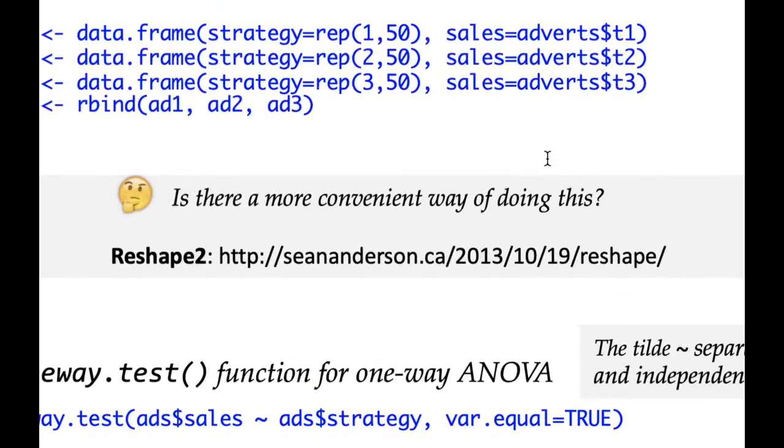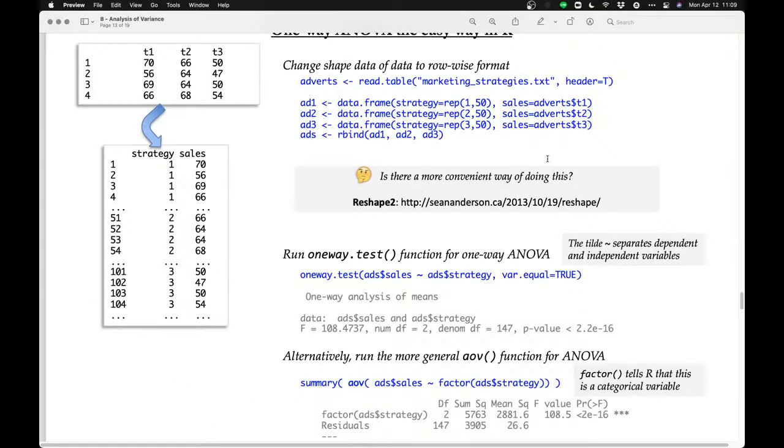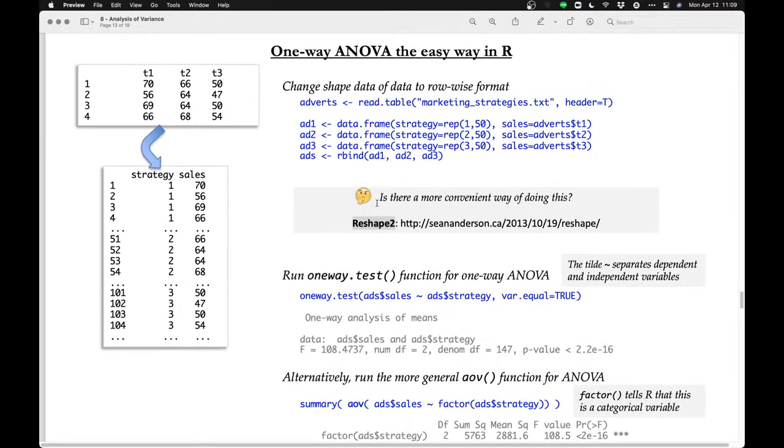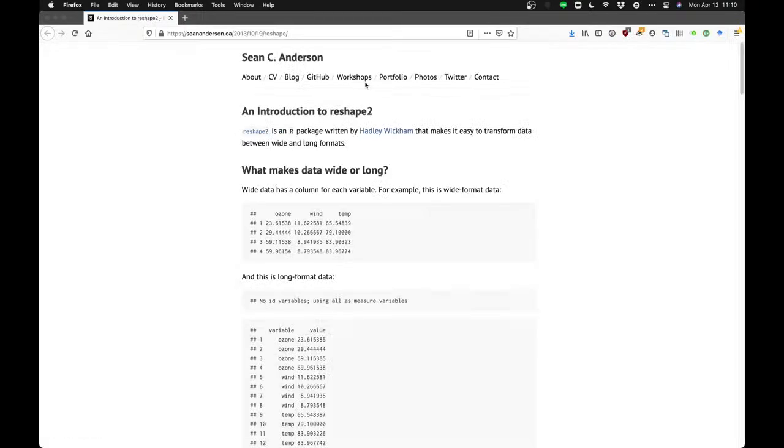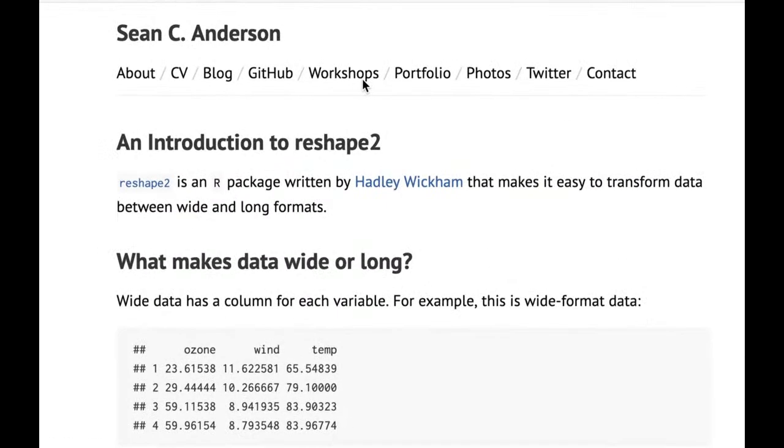And now I'm going to tell you there's an easier way of doing all this. What I've just shown you is such a common thing for data scientists to have to do to reshape their data. There's a whole package called Reshape, or Reshape2 in this case, which does this kind of transformation for you, just because it's so incredibly common. And I'm not going to show you how to use it. Rather, I'm going to ask you to go find out how to use it.